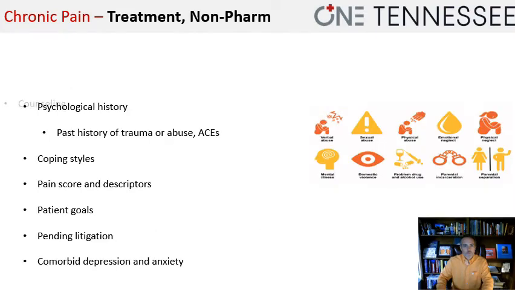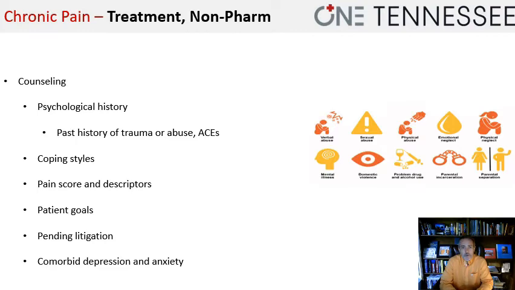A really good psychological history is really important, and motivational interviewing and counseling skills can really help you elicit this information from your patients. You really need a past history of trauma or abuse, including adverse childhood experiences, and anything that might be causing an underlying depression. Because it's known that depression changes how pain is perceived, and in most cases, makes the reporting of pain higher on a pain scale than it would be without a concurrent depressive episode or condition.